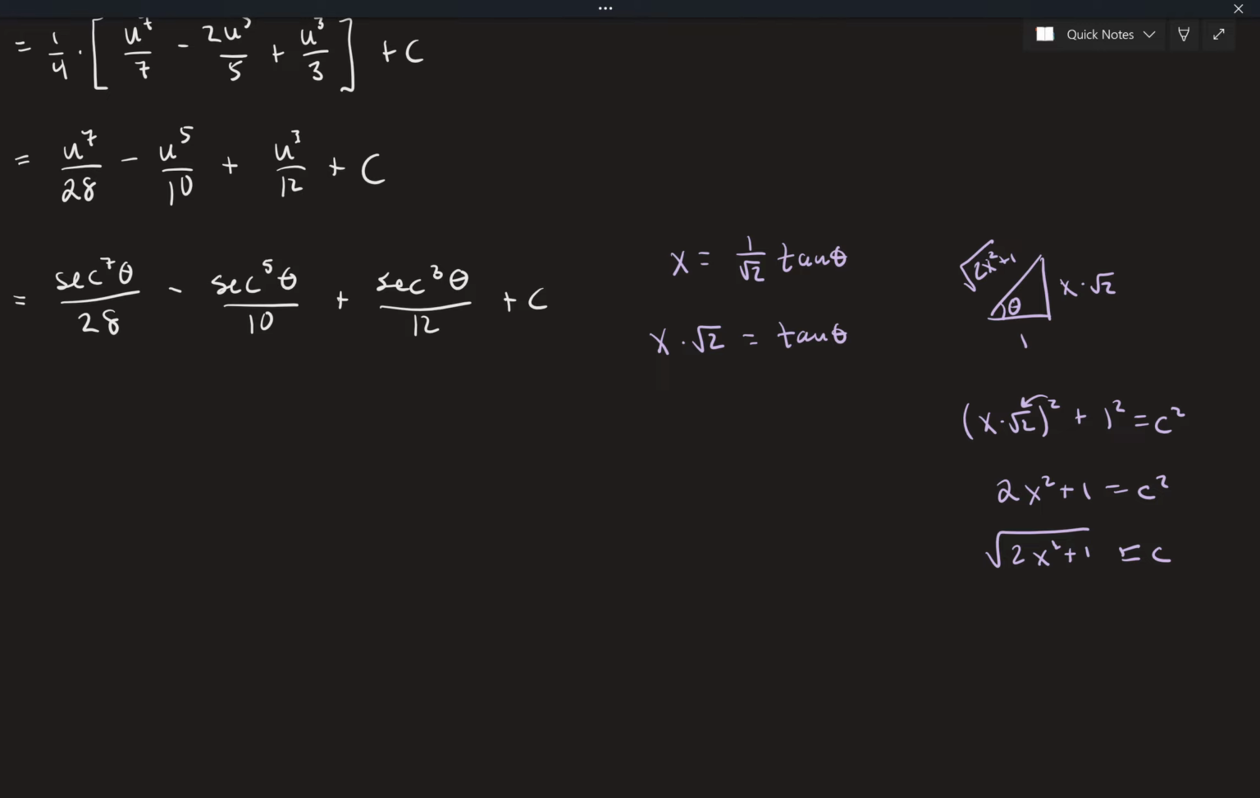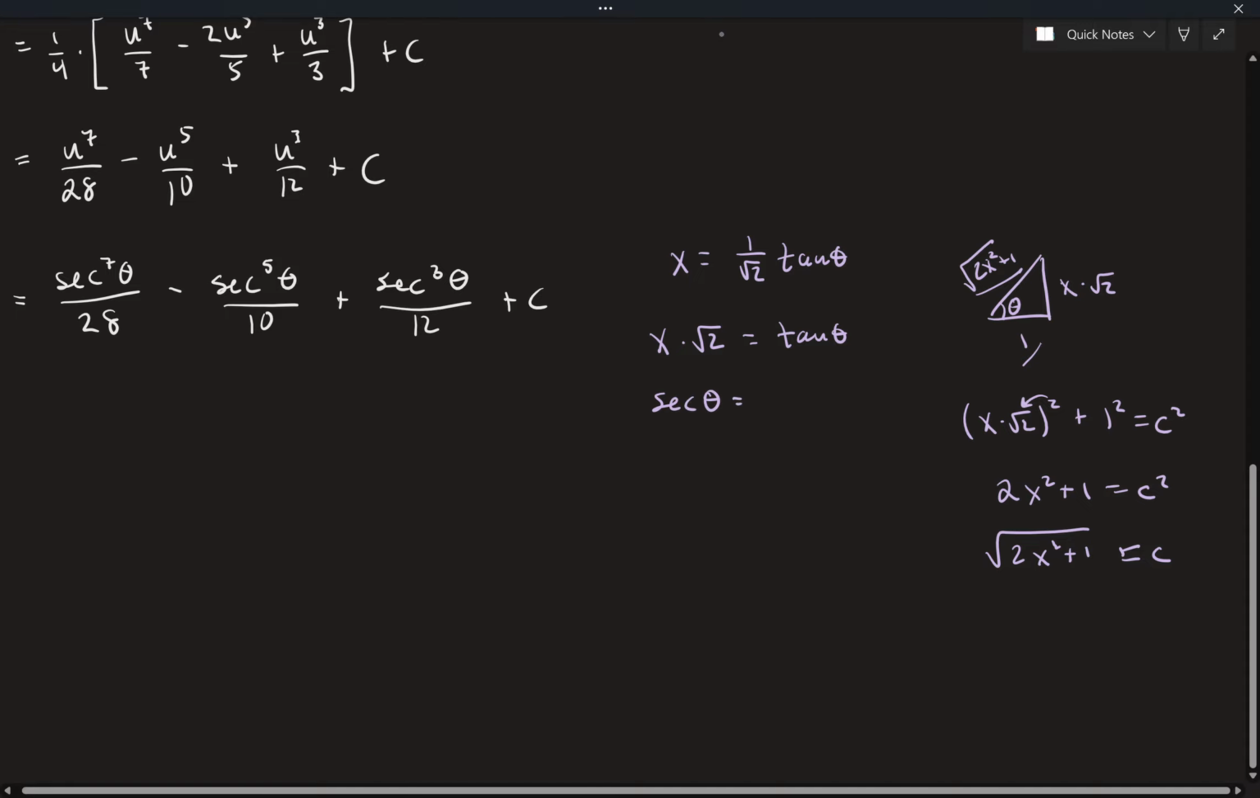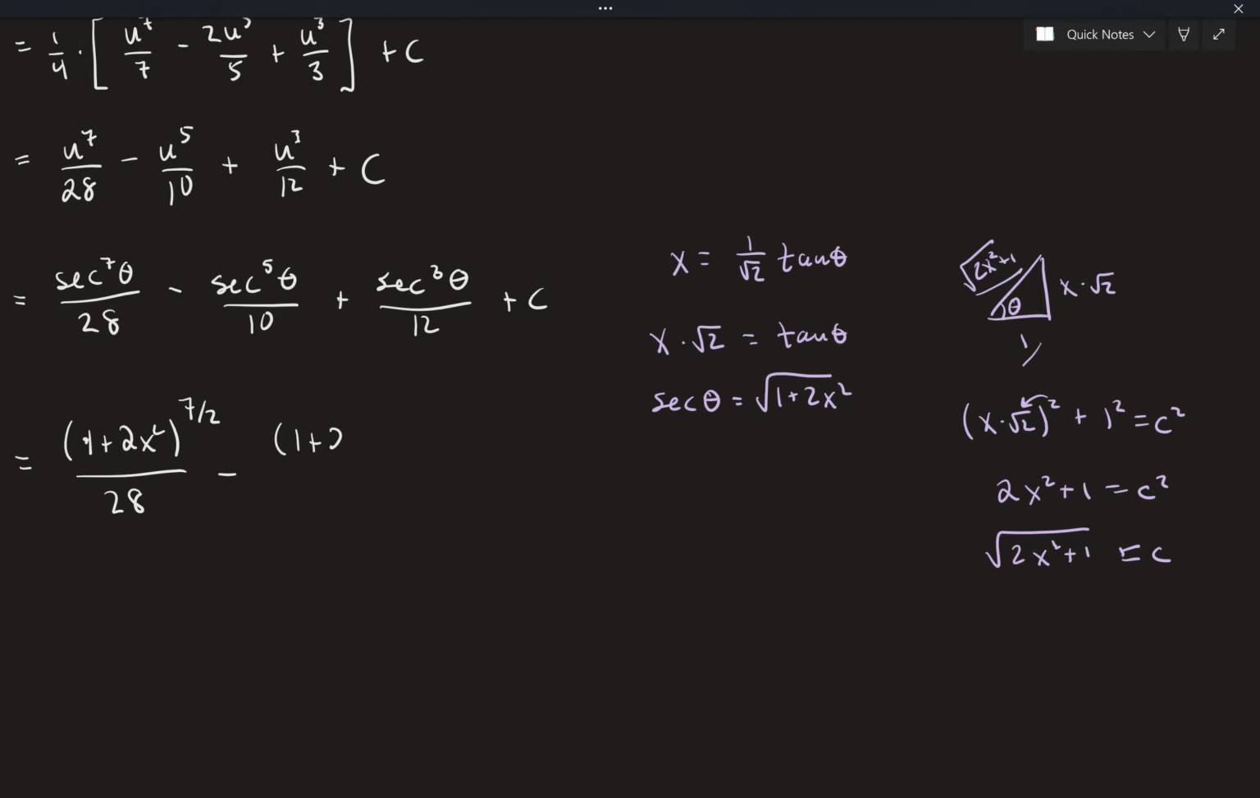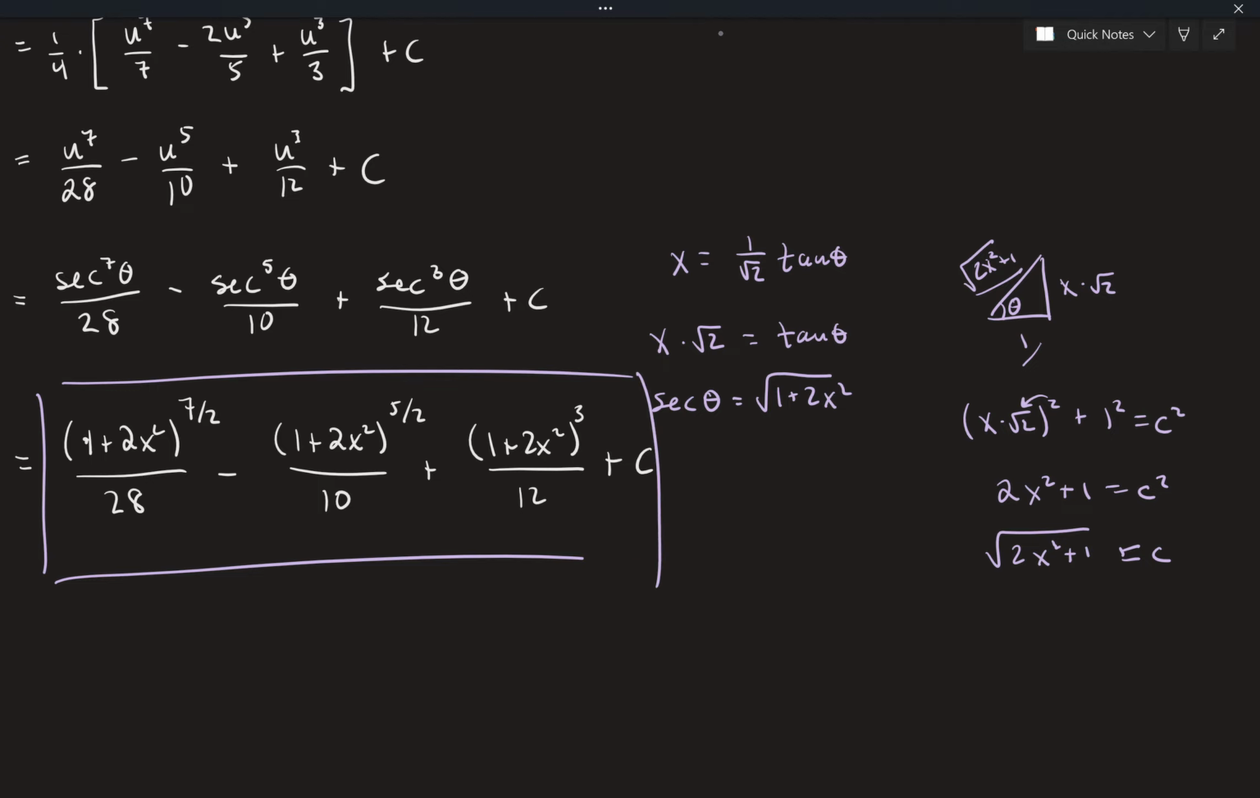Now what's secant? It's 1 over cosine, so that's hypotenuse over adjacent. So secant theta is just root 1 plus 2x squared. Now I can just sub that back in. I have 1 plus 2x squared to the 7 over 2 over 28 minus 1 plus 2x squared to the 5 over 2 over 10 plus 1 plus 2x squared to the 3 over 2 over 12 plus c. And that's the final answer.